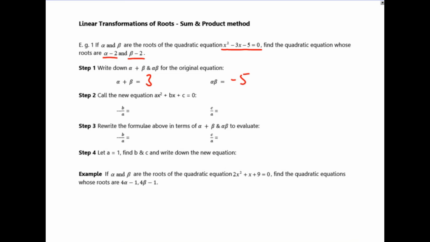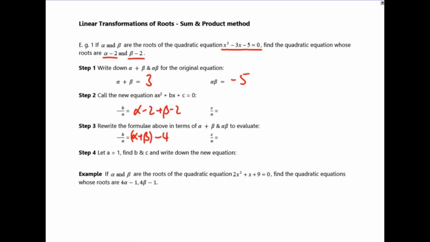So if we call our new equation ax squared plus bx plus c, I'm going to write down now my results for minus b over a and c over a in terms of alpha and beta. So from our new equation, this has roots alpha minus 2 and beta minus 2. So I've got alpha minus 2 plus beta minus 2, which I can combine together to give alpha plus beta minus 4.